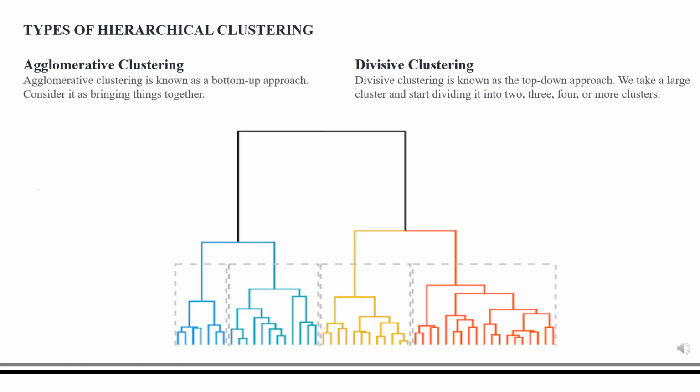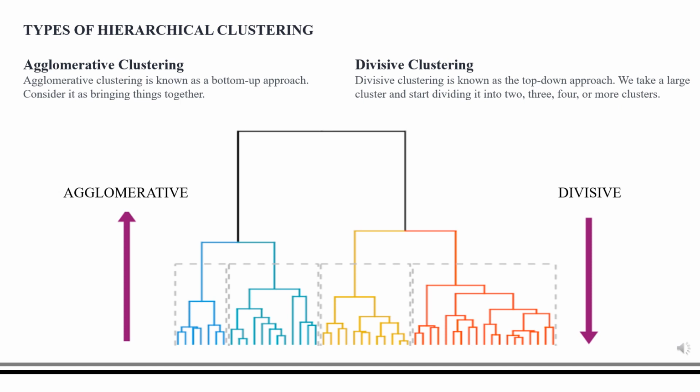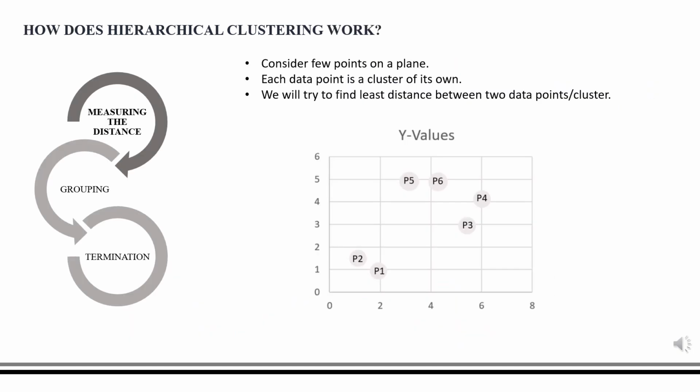Types of hierarchical clustering. Hierarchical clustering is divided into agglomerative and divisive clustering. Agglomerative clustering is known as a bottom-up approach. Consider it as bringing things together as shown, while divisive clustering is known as the top-down approach. We take a large cluster and start dividing it into 2, 3, 4, or more clusters. Next, let us discuss how hierarchical clustering works.